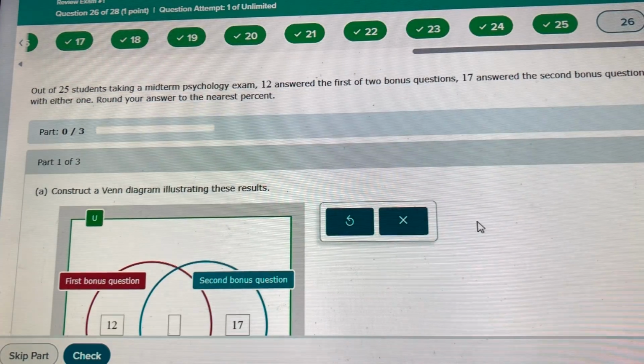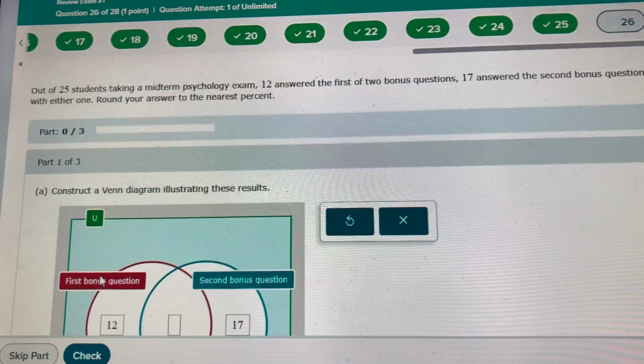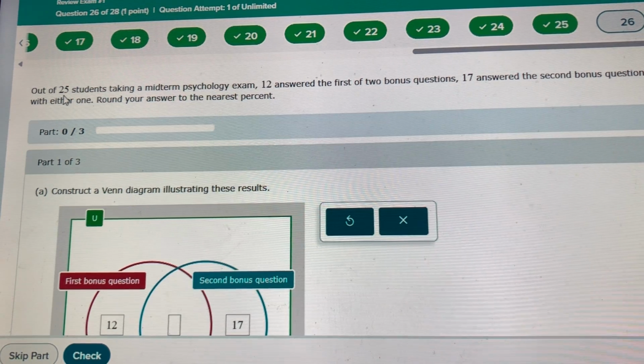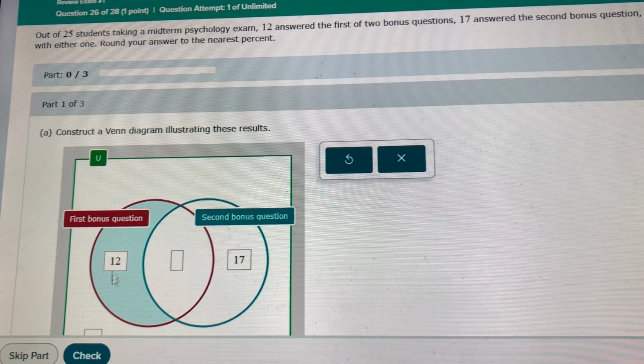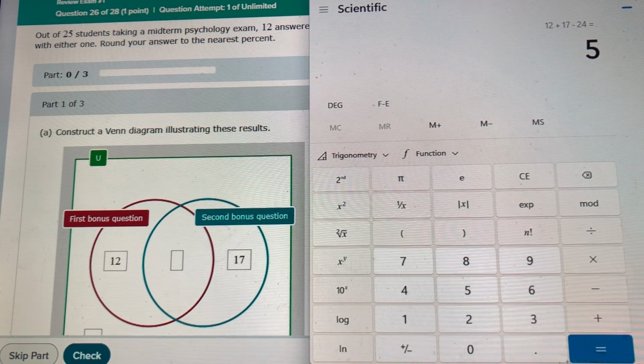Okay, so if you add 12 plus 17, that's 29. And then we know this one person didn't answer, so take the 1 away from the 25. 1 away from the 25 is 24. So there's only 24 students total left. And if you do 12 plus 17 and minus 24, that's the middle one, 5.